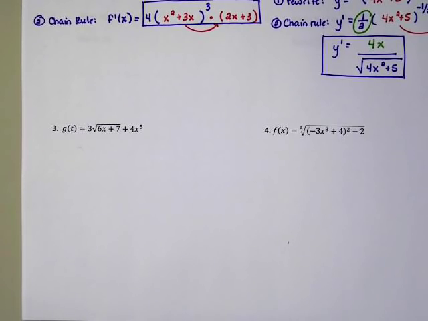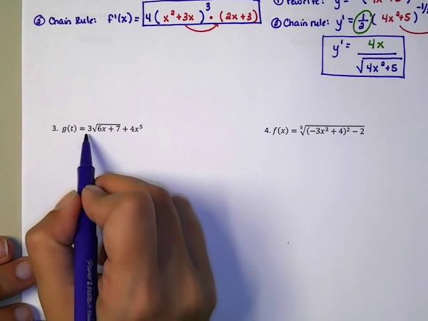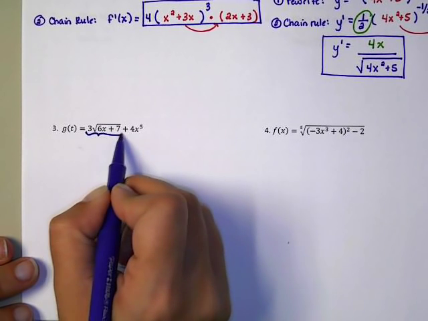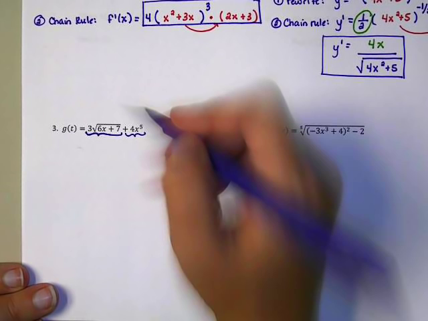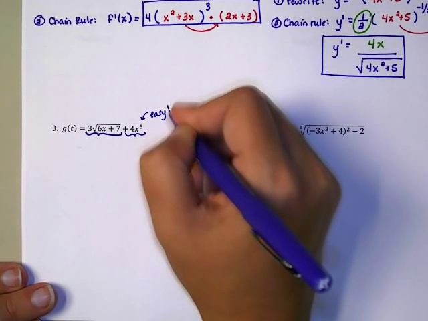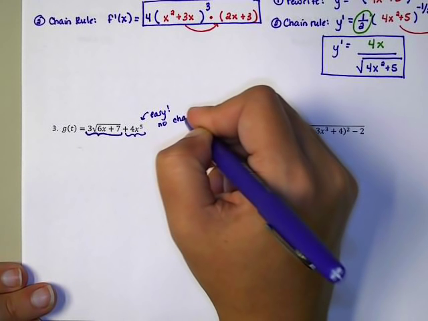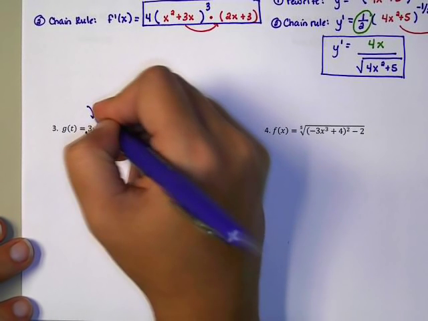Okay, let's take a look at another one. Now this is an example where we have more than one term in our problem. We have the 3 square root of 6x plus 7, and we have the 4x to the 5th. The 4x to the 5th is easy. There's no chain rule for that one. That's just the power rule. The problem that has chain rule is this part.